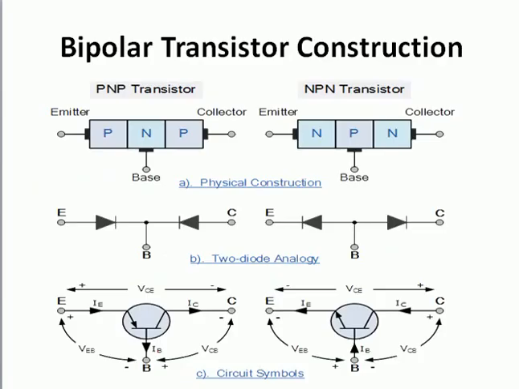So here is a simple summary of the connections and the construction of bipolar transistors. This is the side for the PNP transistor and this is the side for the NPN transistor. In the PNP transistor, the emitter is P, the base is N, and the collector is also P. And in NPN, the emitter is N, the base is P, and the collector is N. You see there is only a difference of construction. This is basically the physical construction.